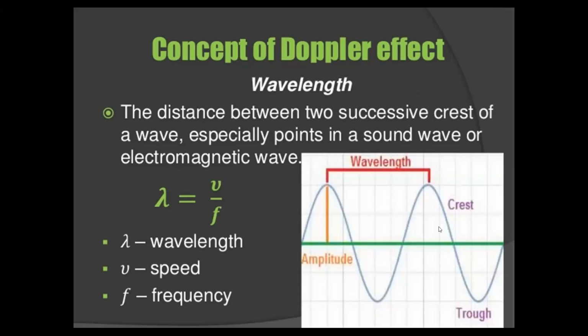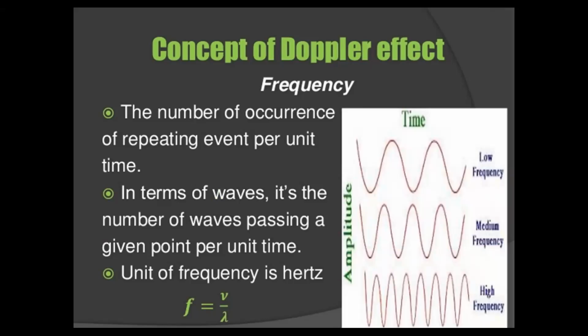And what do you mean by frequency? The number of occurrences of a repeating event per unit time is the frequency. In terms of waves, it's the number of waves passing a given point per unit time. And the unit of frequency is hertz, and f is equal to v by lambda.